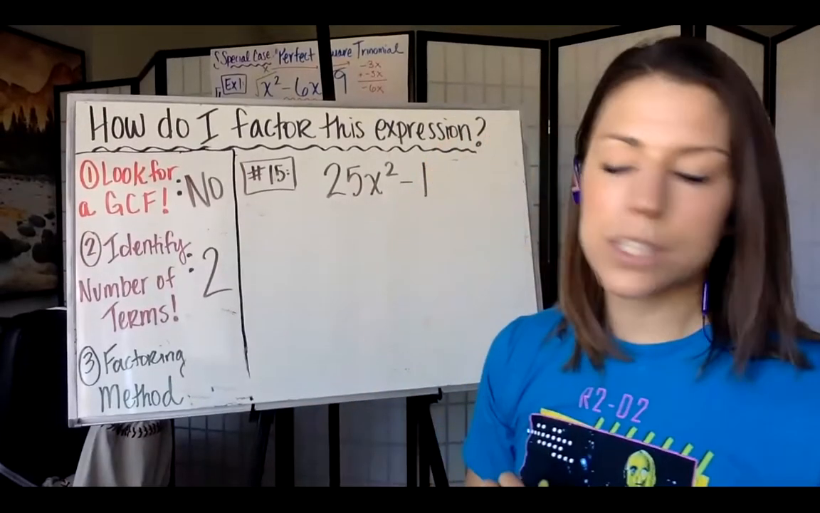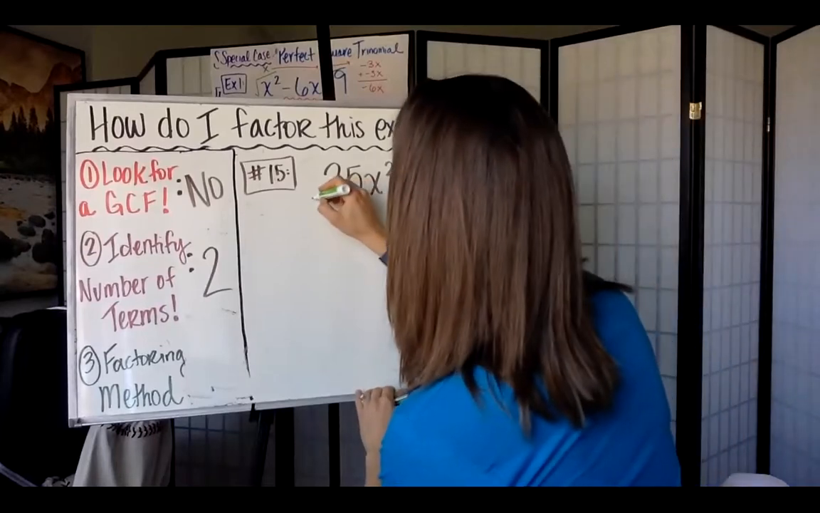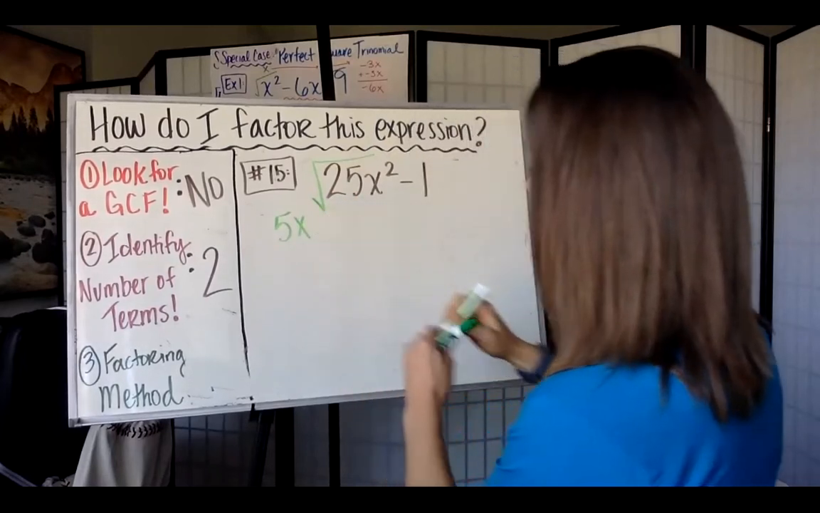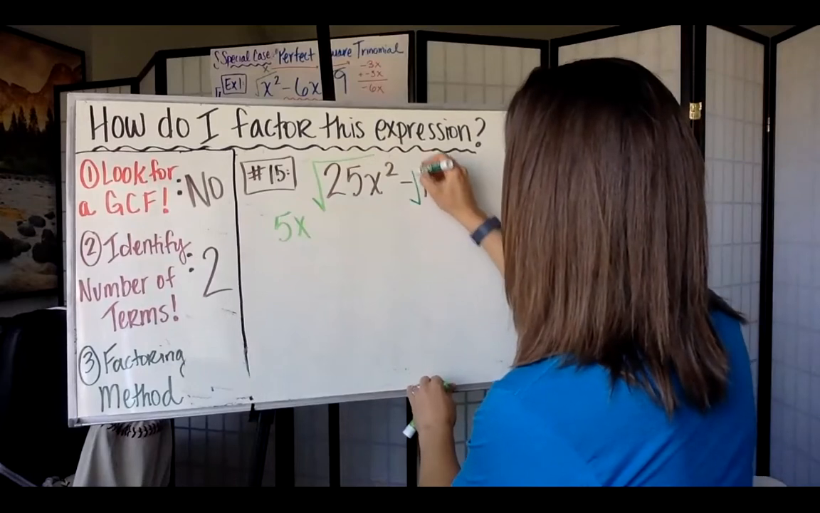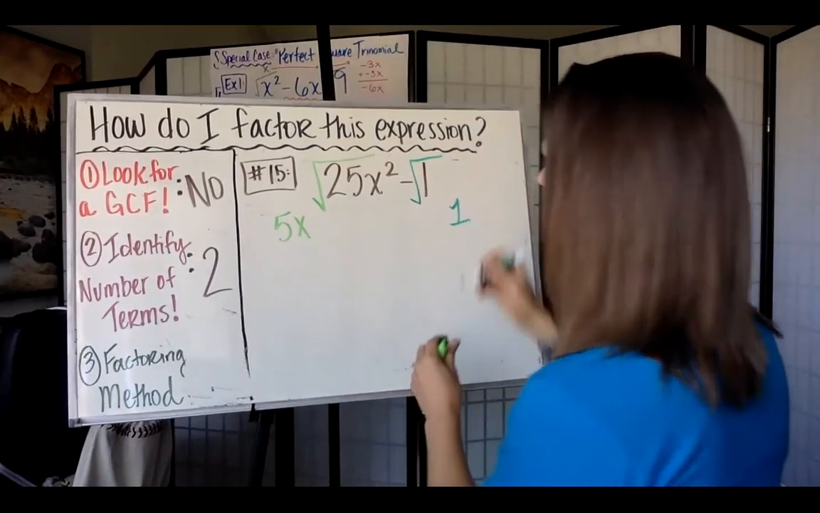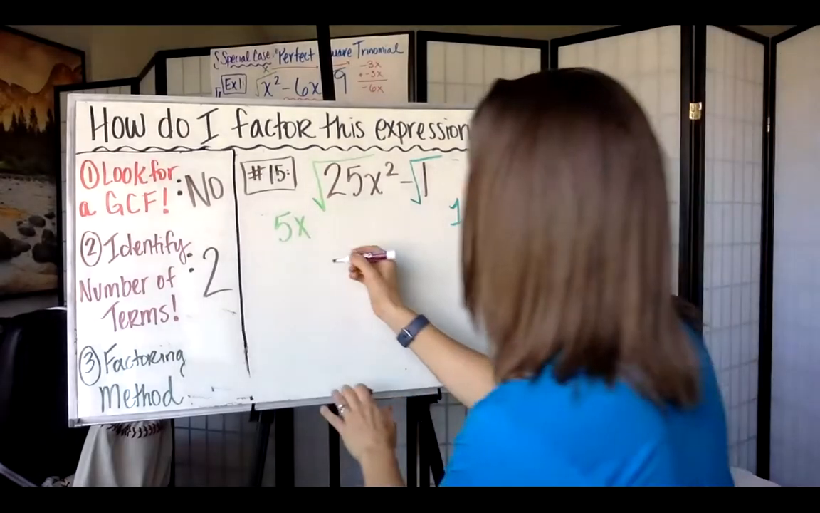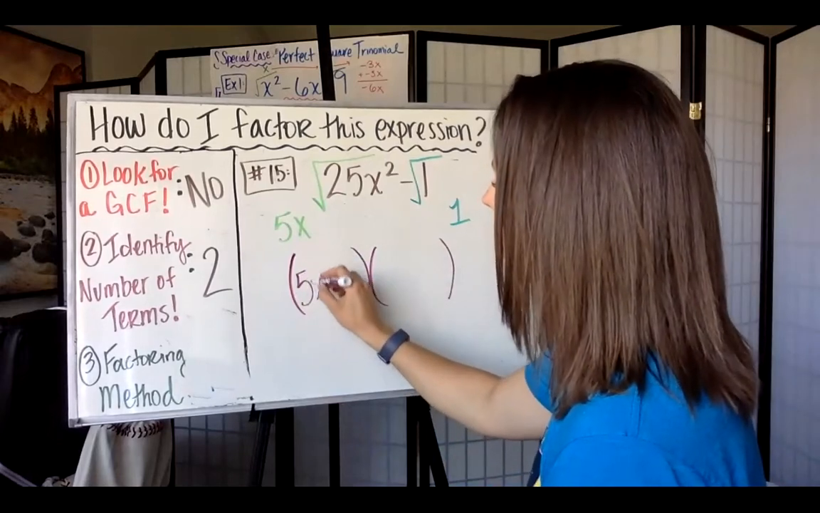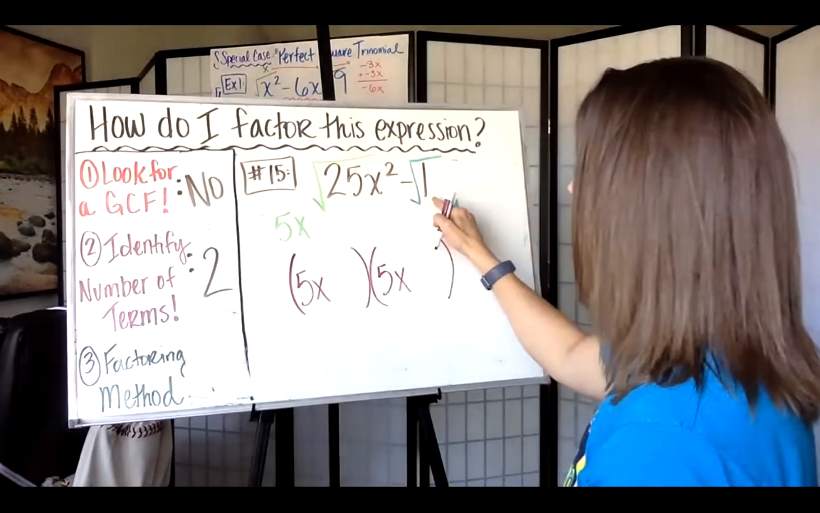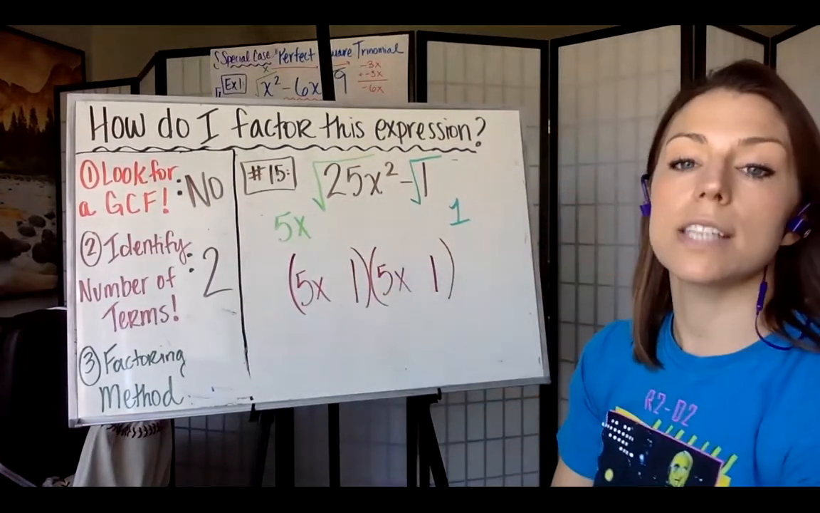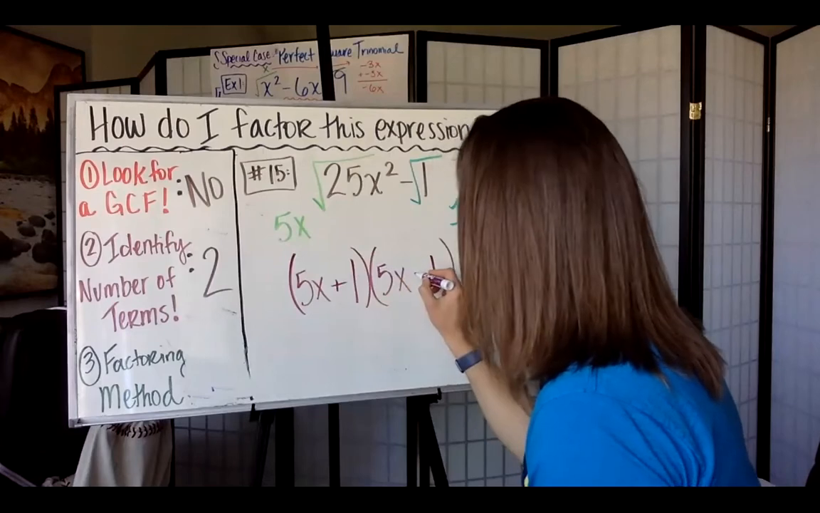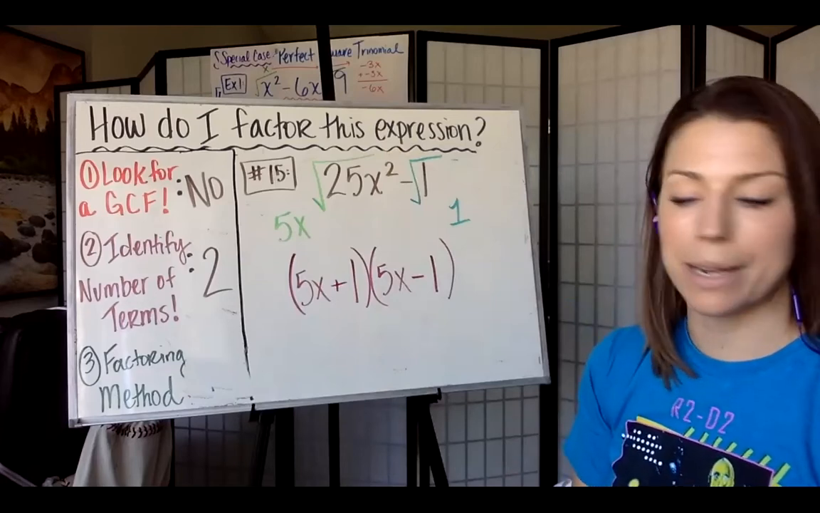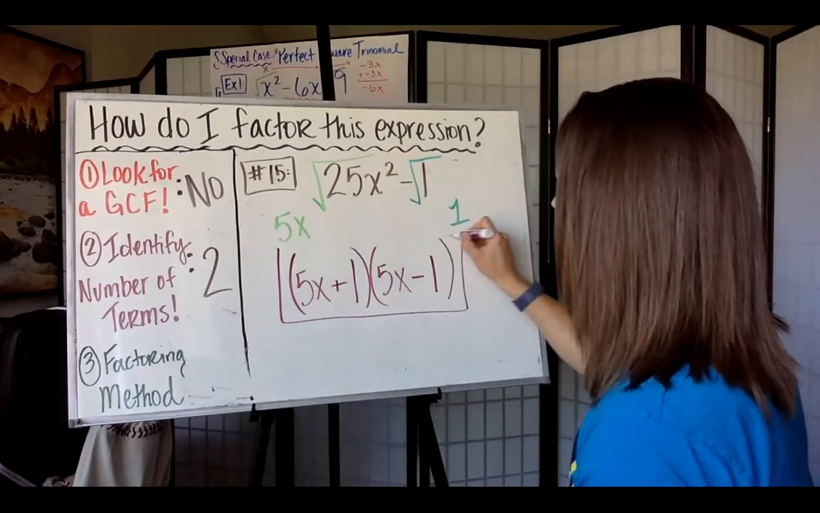So here we go. We start by finding the square root of the first term. The square root of 25x squared is 5x. Then we find the square root of the last term. The square root of 1 is just 1. Now we get to put it into our structure. Product of 2 binomials. The first term is going to be 5x because that's the square root of the first term. The second term is going to be 1 because that's the square root of the second term. And one of them is positive, the other one's negative. Why? Because a positive and a negative is how you end up with that 0 term, that missing term in the middle. And that is it.